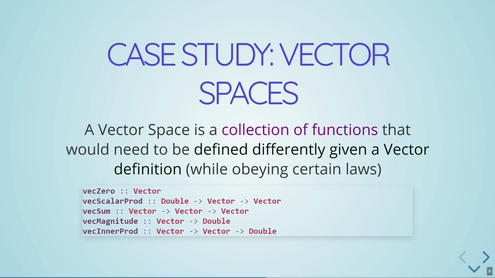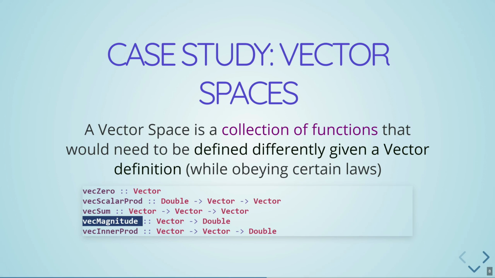So a vector space, if we were to try and code it up in Haskell, what we would basically do is we would create the following functions. Okay, we would have some vector type, and that vector type would have a 0. It would have a scalar product. Okay, it would sum things. There'd be some way to sum them together.